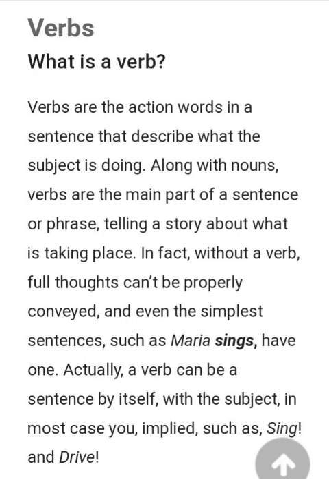In fact, without a verb, full thoughts cannot be properly conveyed, and even the simplest sentences, such as Maria sings, have one. Actually, a verb can be a sentence by itself, with the subject, in most cases, you, implied, such as sing and drive.